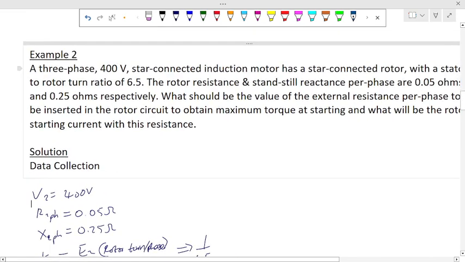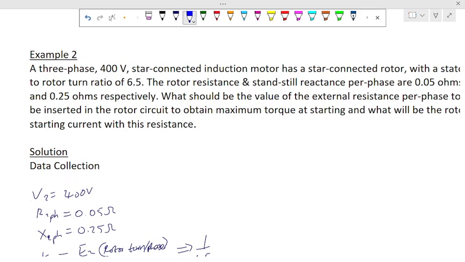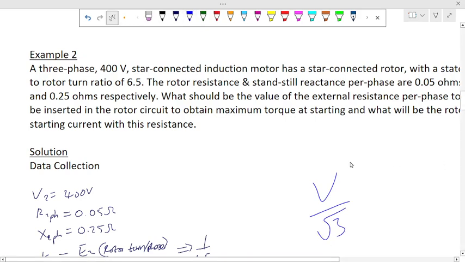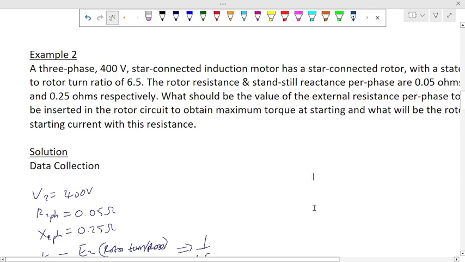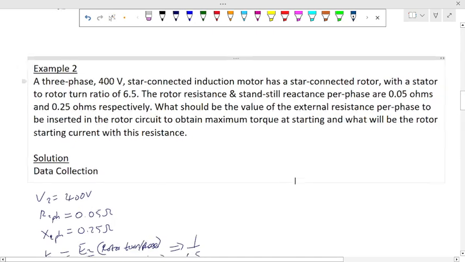Okay, and star connected means for us to look for the single phase, when it is star connected, to get a single phase, what we'll do is the voltage divided by root 3. That will give you the voltage for single phase. Then for the power it will be the power given divided by 3. Then of course the current remains the current.